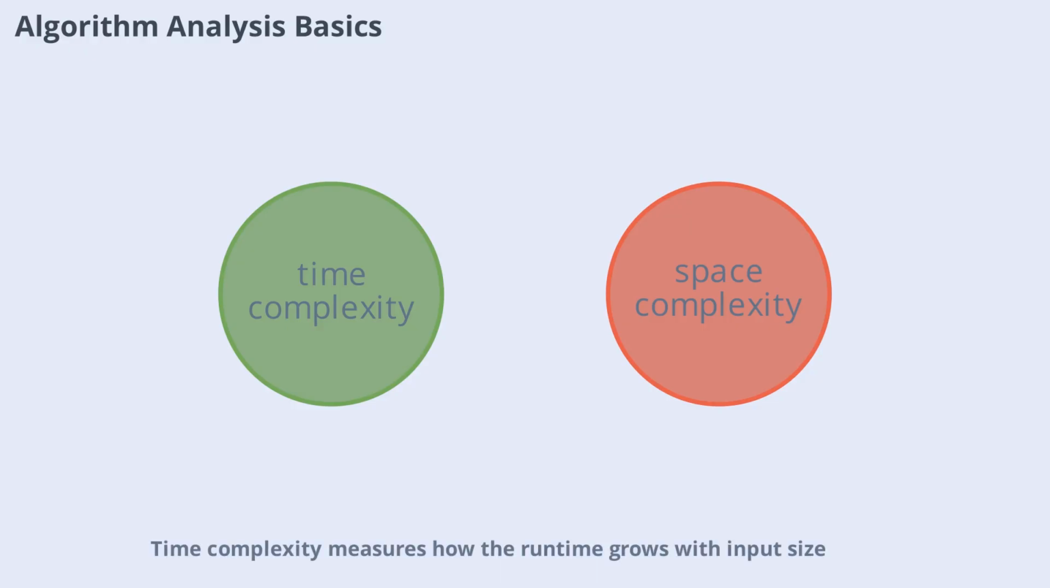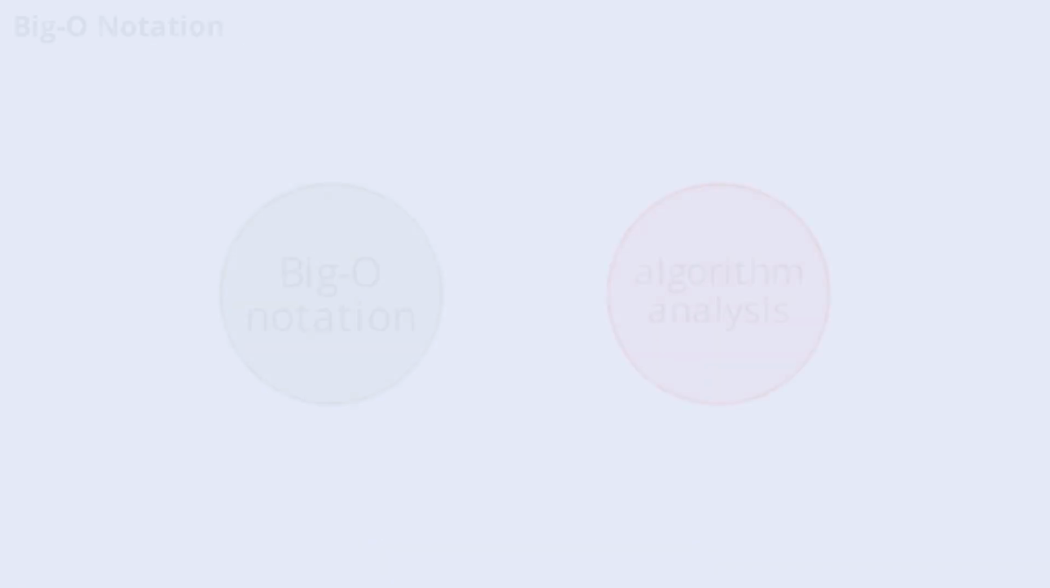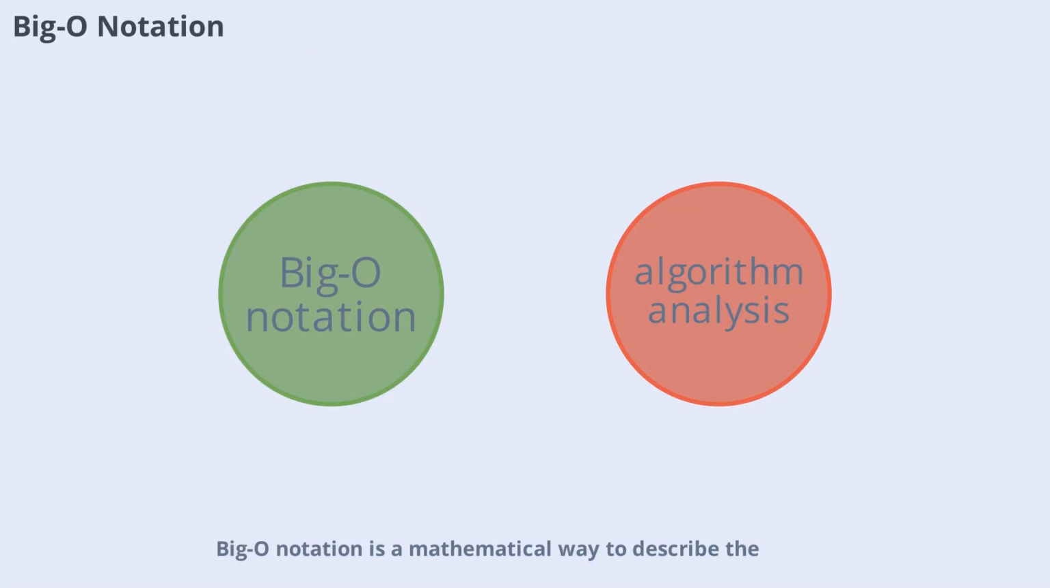Analyzing algorithms is about understanding how they perform in terms of time and space. Time complexity measures how the runtime grows with input size, while space complexity looks at memory usage. Big O notation is the standard way to express these complexities, with common forms like O(1), O(N), and O(N^2). Learning to analyze algorithms helps you choose the most efficient solution for a given problem. Big O notation is a mathematical way to describe the upper bound of an algorithm's running time or space requirements.